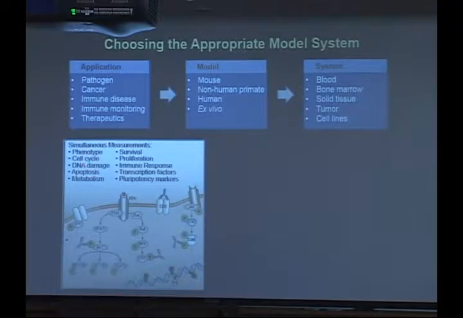So we can look at the phenotype, which is surface markers, to delineate the specific cell subset, and then simultaneously you can measure the cell cycle. You'll be hearing about that from Greg Behani tomorrow. DNA damage, apoptosis, metabolism, survival, proliferation, immune responses, transcription factors, pluripotency, cytokines, on and on and on.